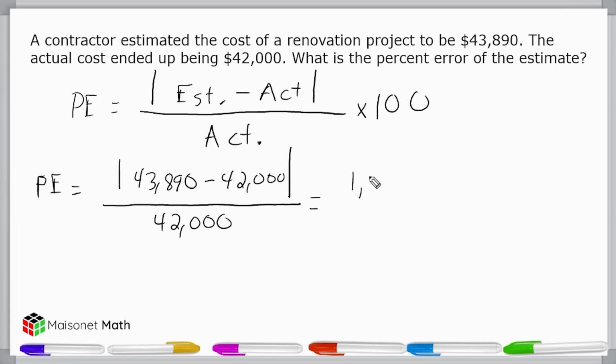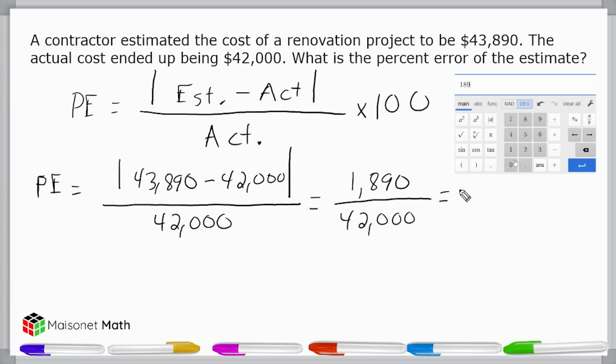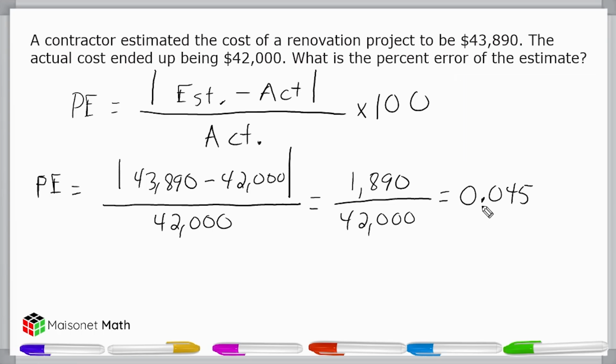All right, so let us go ahead and subtract these two numbers. That would give us $1,890. And then we're going to divide that by 42,000. All right, when you divide the numerator by the denominator, you end up getting 0.045 or 45 thousandths.